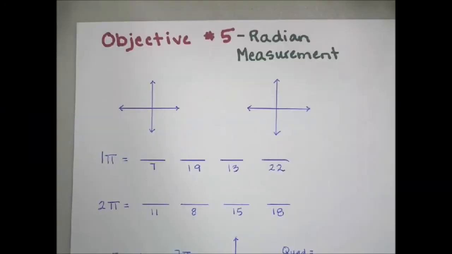Okay, we find ourselves at objective 5 now, and suddenly you're learning a new language. You've been introduced to a word you've probably never heard before, and that is a unit of measurement called the radian. It's just another way of measuring angles. Your teacher has probably explained what a radian is to some extent. You may have watched a YouTube video explaining it, so I'm not going to go into that.